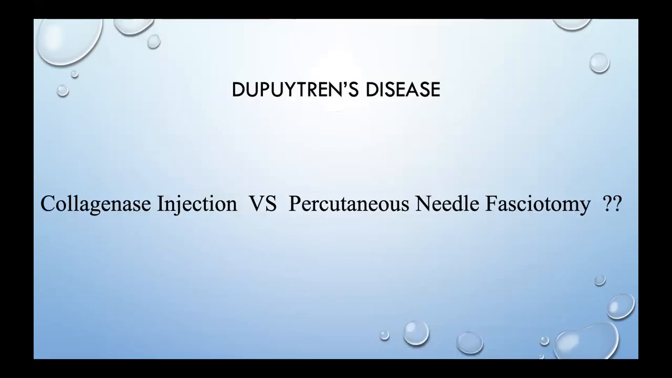The next topic is Dupuytren's disease, which is very common in Europe, and you should be familiar with the pathogenesis and the risk factors. And regarding treatment, many methods are there, from observation to non-invasive treatment to surgery. And the final decision usually debated is collagenase injection versus percutaneous needle fasciotomy.